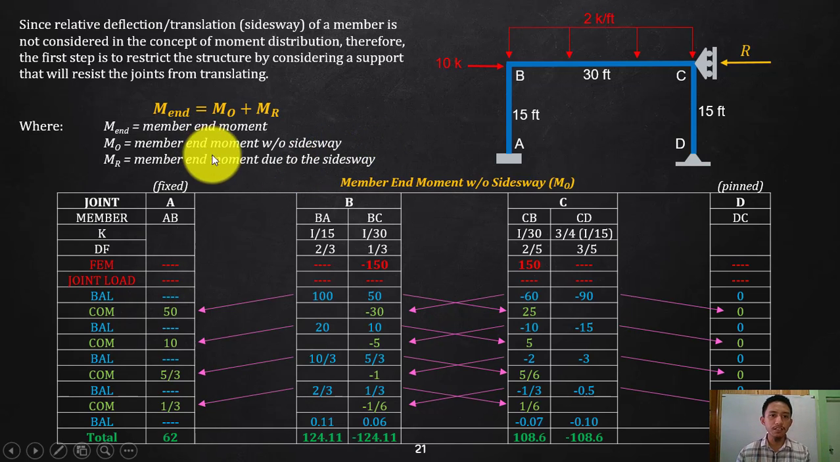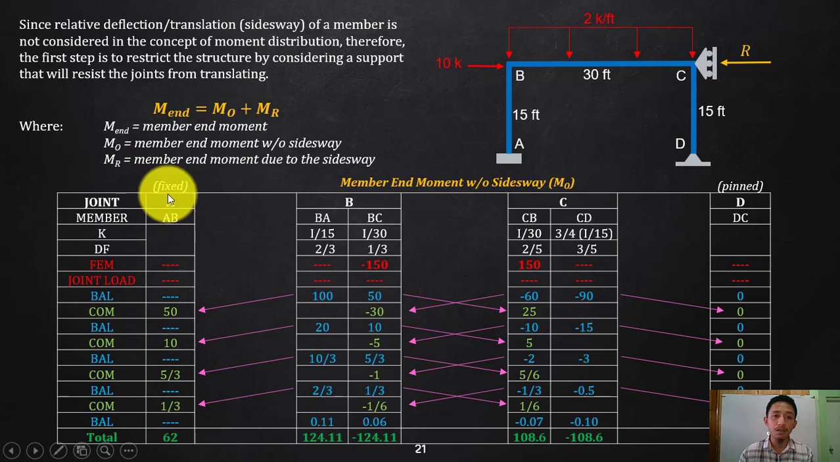Okay, so later on we will now add this without Sidesway, and then later on add the effect of your Sidesway, and that will be the end moments that we will now consider to solve for the reactions, support reactions, and of course, once you have your reaction, you can draw your shear and moment diagrams. So if that is supported in that way, then what happens again?